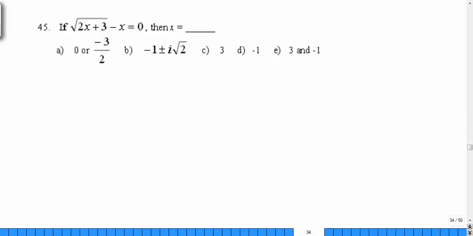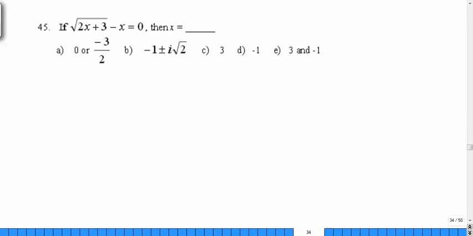45. If square root of 2x plus 3 minus x equals 0, then x equals what? A, B, C, D, E options. Obviously on the proficiency exam, at least for this year, you have only 4 options, right? Next year we may have only 2 options. You wish. Anyway, how to solve this problem?